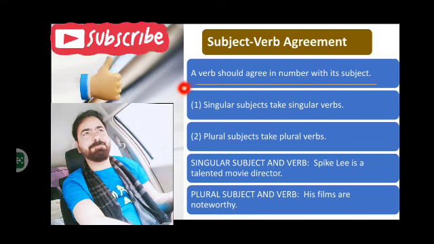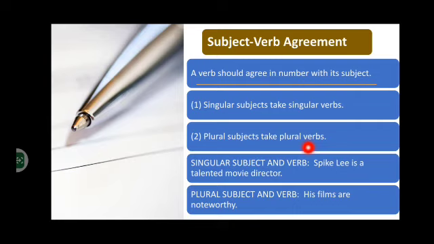Let's begin. A verb should agree in number with its subject, right? What is the number of the subject? For example, singular subjects take a singular verb. If the subject is singular, it will take a singular verb. For example, if I say she is a student, she is a singular subject, that's why I use a singular verb, is. Now, plural subjects take a plural verb. If the subject is plural, it will take a plural verb. For example, if I say they are teachers, they is the plural subject. That's why I use a plural verb.